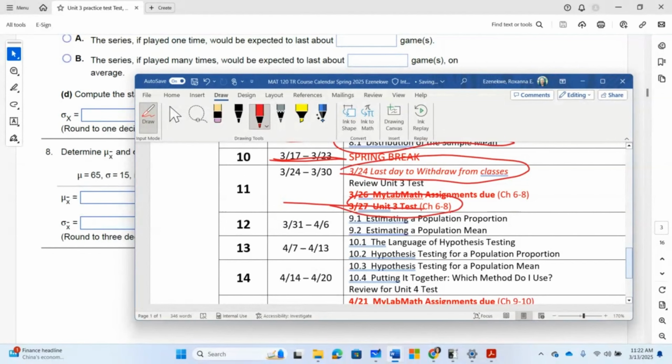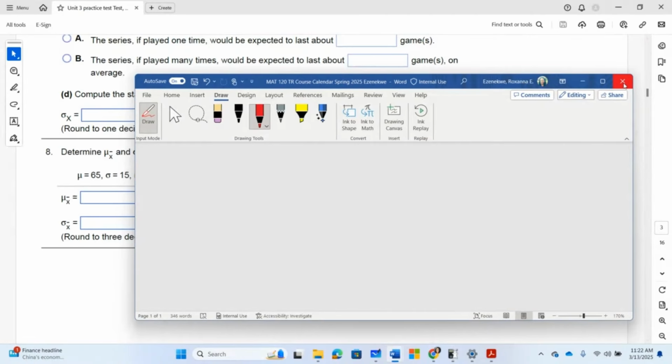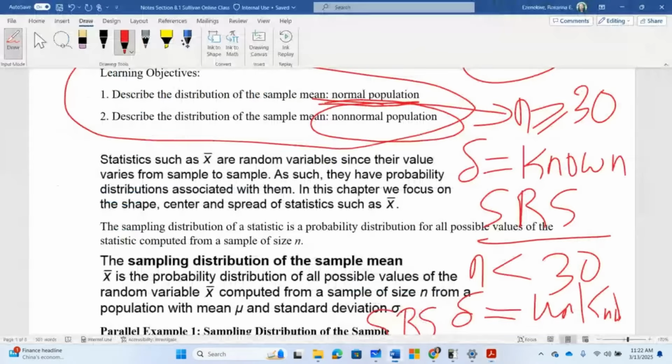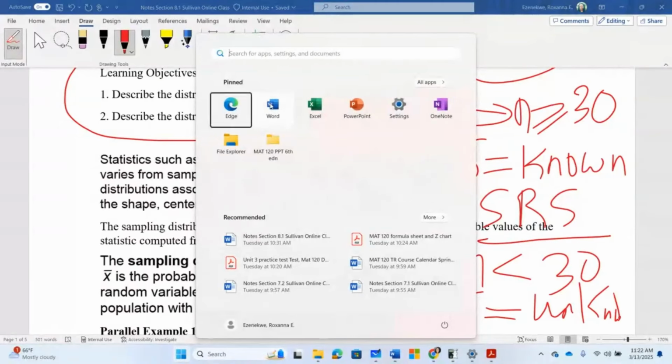Okay, so now we need to start solving problems. I want to make sure that by the end of the day, you know how to solve problems on central limit theorem. I'm actually going to create another, so let me get another word.